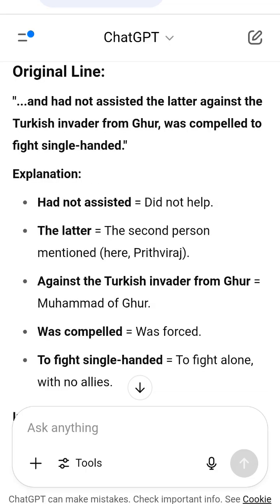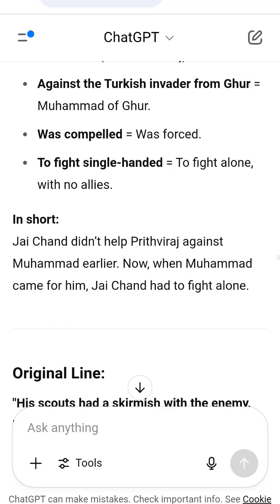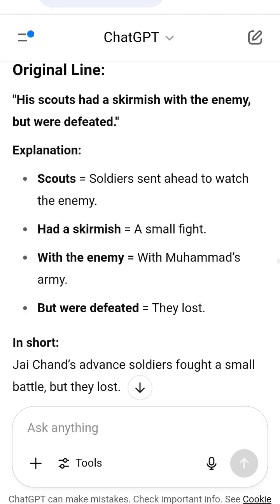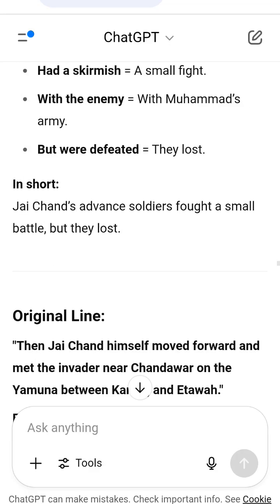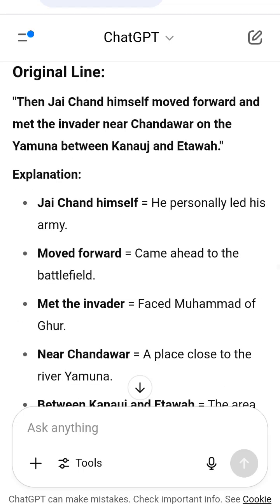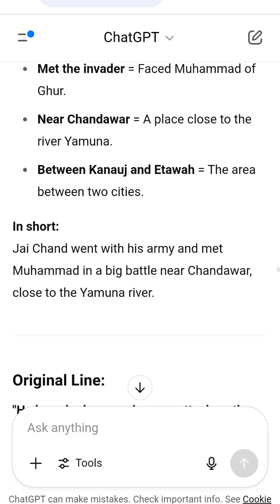2. Muhammad of Ghur's return to India. After defeating Prithviraj Chauhan at the Second Battle of Tarain, 1192, Muhammad of Ghur wanted to expand his empire further. He now turned his attention to Jaichand, the other big Hindu king. While his general Qutb-ud-din Aibak was busy putting down Rajput rebellions, Muhammad himself marched into India again in 1194.